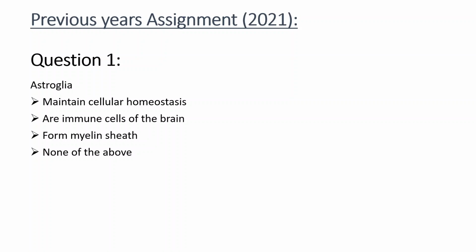So now we move on to discussing the assignment questions. Question number one is astroglia. We have four options here: maintains cellular homeostasis, are the immune cells of the brain, form the myelin sheath, or none of the above. We have discussed the different types of cells and the glial cells and their different functions. So now you can answer in the chat box what you think the right option could be.